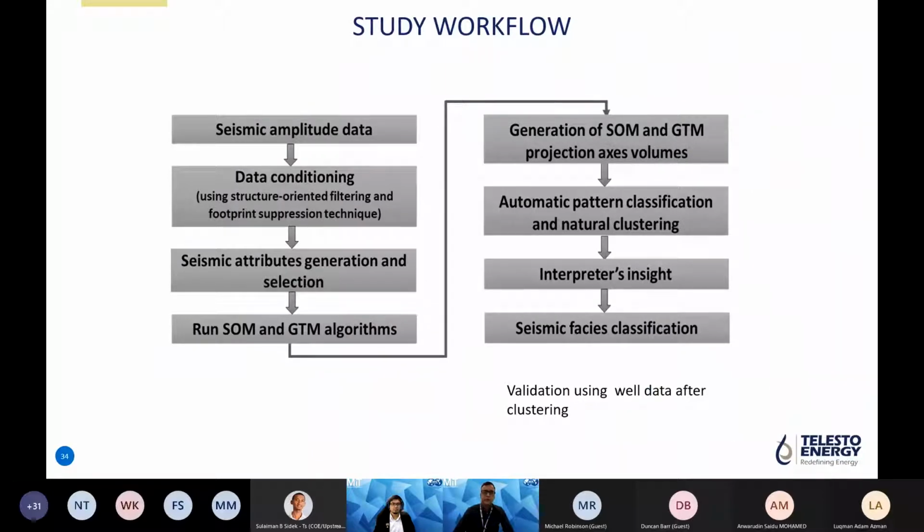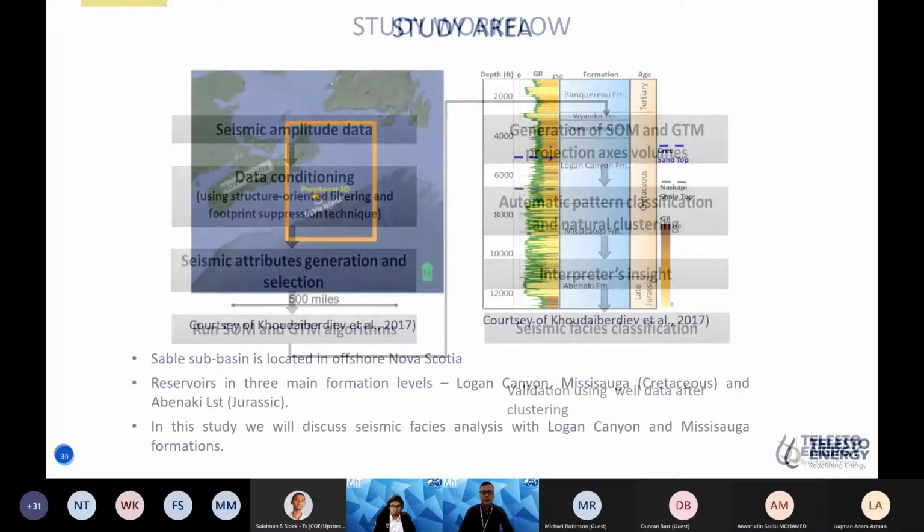Now, this is how the workflow is. So the amplitude data and the data conditioning, and then you generate the attributes, then you run SOM and GTM algorithms, and the projection on access volumes. So then there is automatic pattern classification, natural clustering happens. Then again, the interpreter's experience and expertise is very crucial. So then the seismic facies classification is done, and this is again validated with the well data.